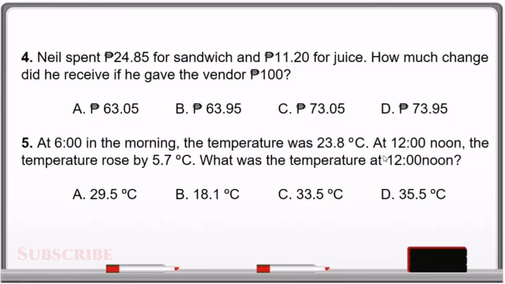Problem number 4, Neil spent 24.85 pesos for sandwich and 11.20 pesos for juice. Now, how much change did he receive if he gave the vendor 100 pesos? For number 5 problem, at 6 in the morning, the temperature was 23.8 degrees Celsius. At 12 noon, the temperature rose by 5.7 degrees Celsius. Now the question, what was the temperature at 12 noon?